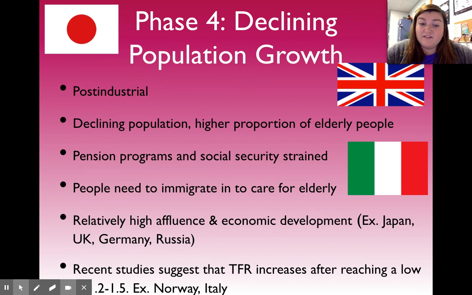Generally, they have a relatively high affluence and economic development. Remember, affluence is wealth. So generally, these countries are fairly wealthy, and their economic development is pretty good. Recent studies have suggested that the total fertility rate increases after reaching a low. So examples of that would be Norway and Italy.